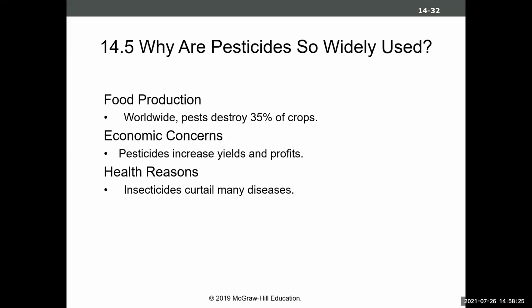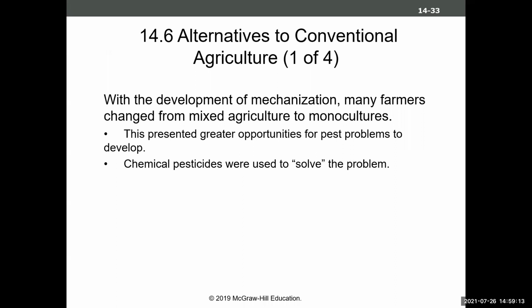So with all of these concerns, why are pesticides so widely used then? Well, if we didn't use pesticides, then 35% of the crops worldwide would most likely be destroyed. Pesticides increase yields and profits for the farmers, so more money for the farmers because they're growing more food for the population. And insecticides also curtail many diseases. So think about the mosquito issue. And so that's why we still use pesticides, even with these health and environmental concerns, and we're trying to find the best solution to these two clashing issues.